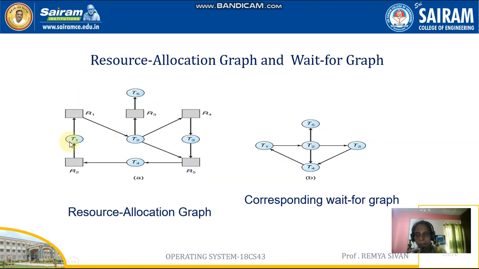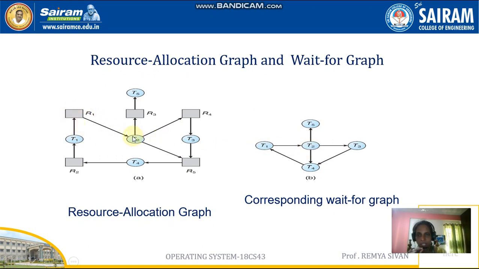See here. Take this R1. R1 is assigned to T2. T1 is waiting for R1. So actually T1 is waiting for T2 to complete its task. Once T2 completes its task, this R1 is released, so T1 will get the R1 back, right? So if you have an edge like this, T1 is waiting for R1 and R1 is assigned to T2, then you can eliminate R1 and connect T1 to T2.